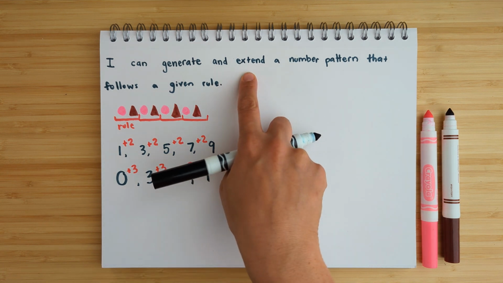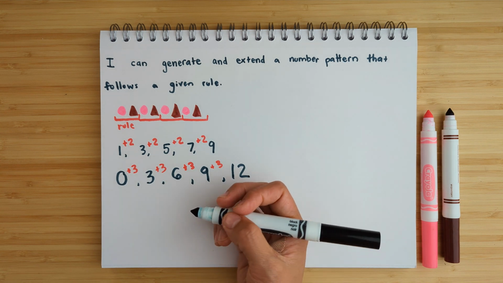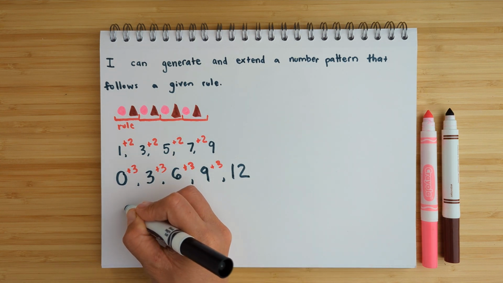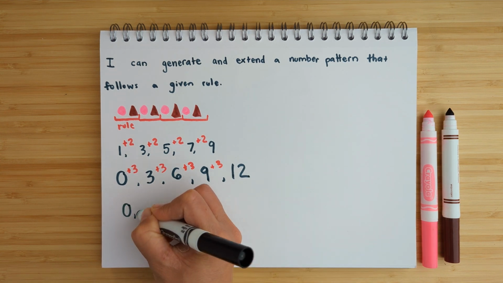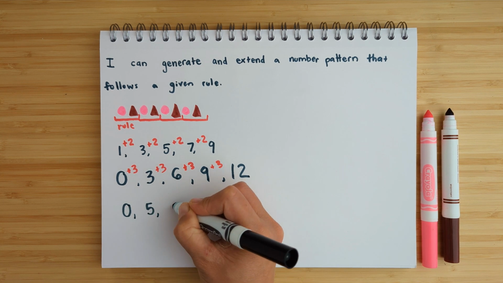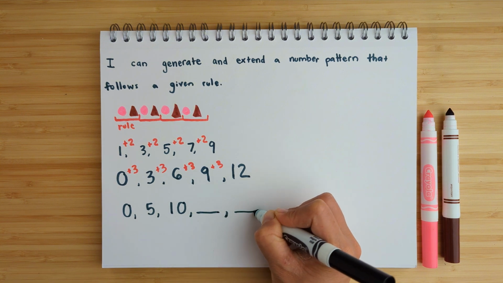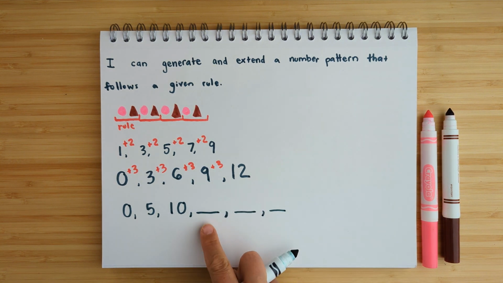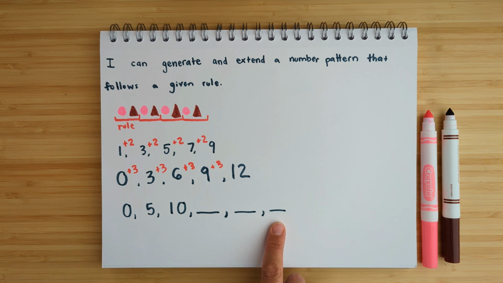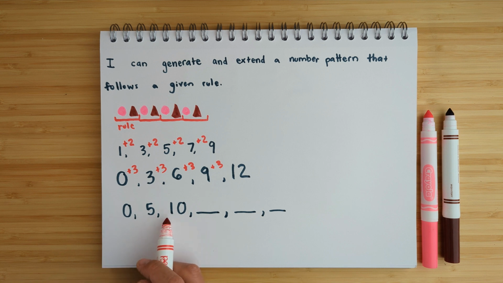Let's do extend. So let's say I don't know what the rule is. Then let's say I go 0, 5, 10. And you're given 3 blank spots, and you have to extend the pattern. So the first thing you need to figure out is, what is the rule? What is the difference, or what's happening between one term to the next?